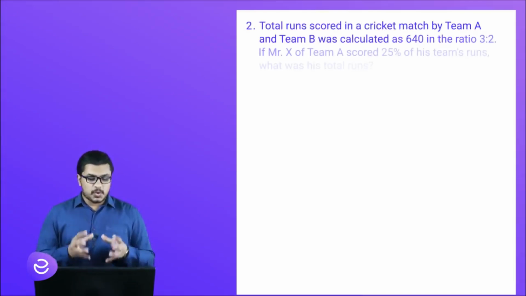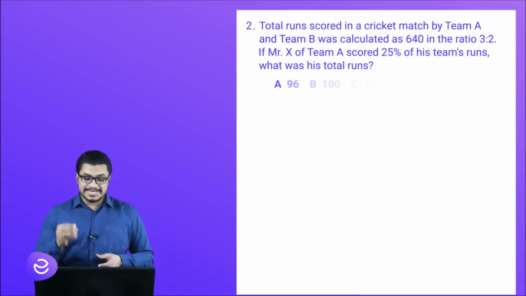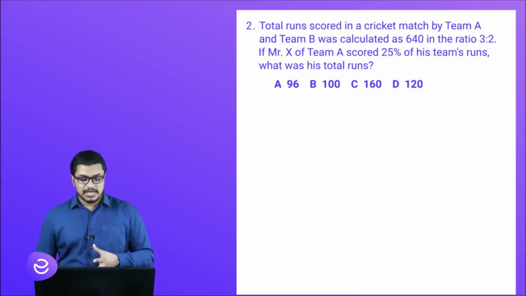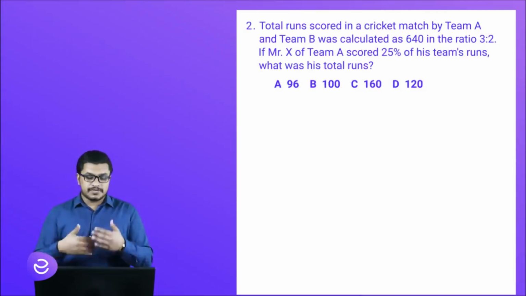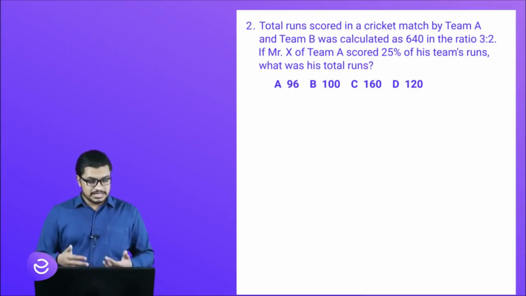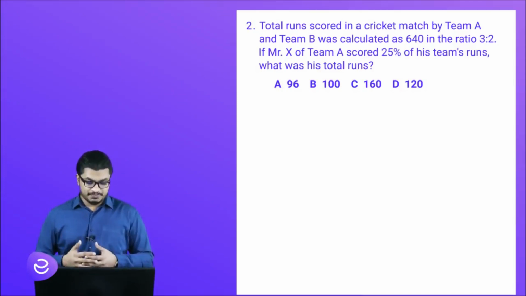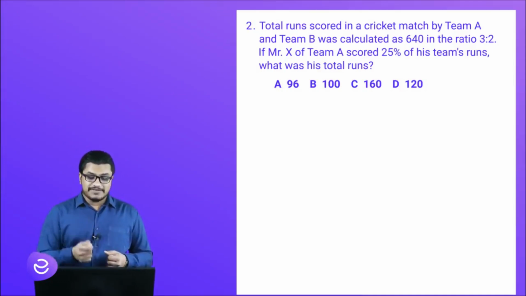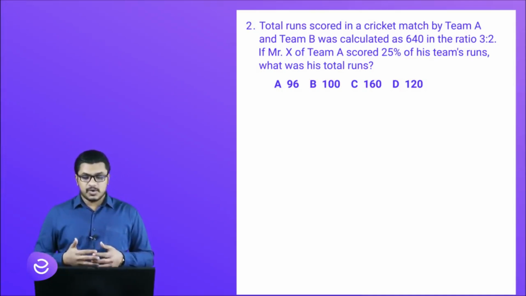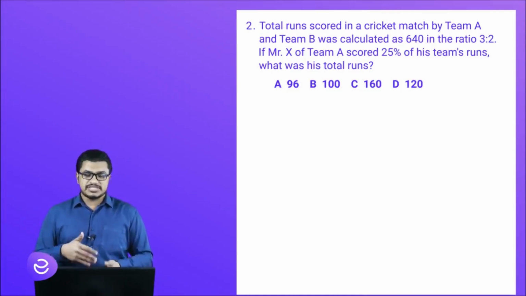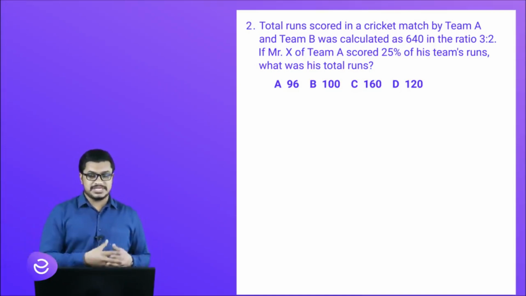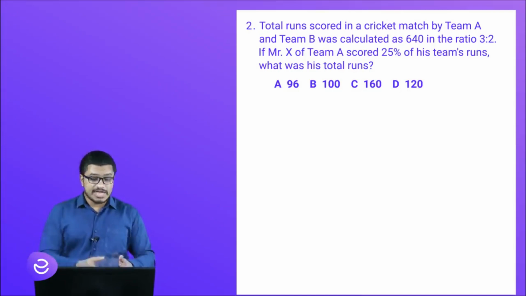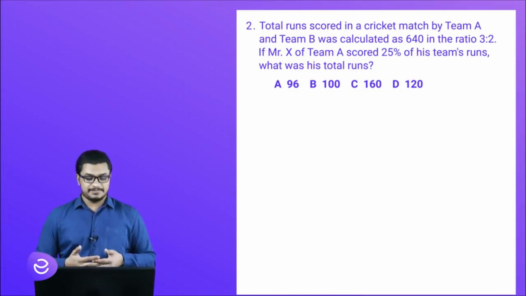Now the second example: total runs scored in a cricket match by team A and team B was calculated as 640. So both of the teams together scored 640 runs in the ratio 3:2. If Mr. X of team A scored 25% of his team's runs, what was his total runs? So this is a combination of ratio and percentage. We have a ratio of 3:2, and we have the question of 25%.